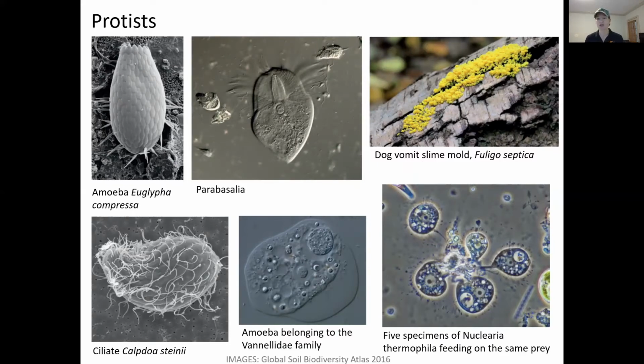A third group is the social protists, and they're kind of fungi-like. These include slime molds, which are these really fascinating organisms. They're single-celled organisms, but they have this amazing ability to aggregate together and act kind of like a larger multicellular organism when the time is right.